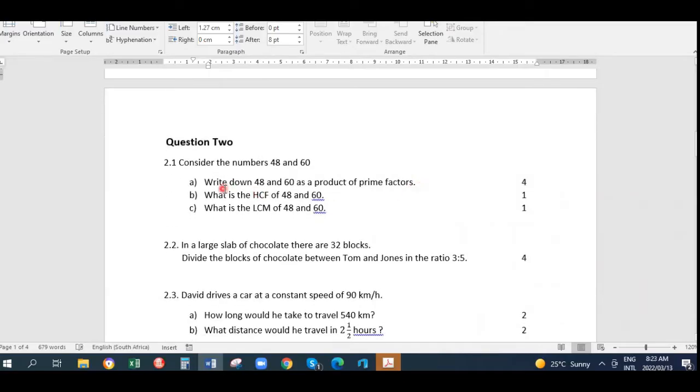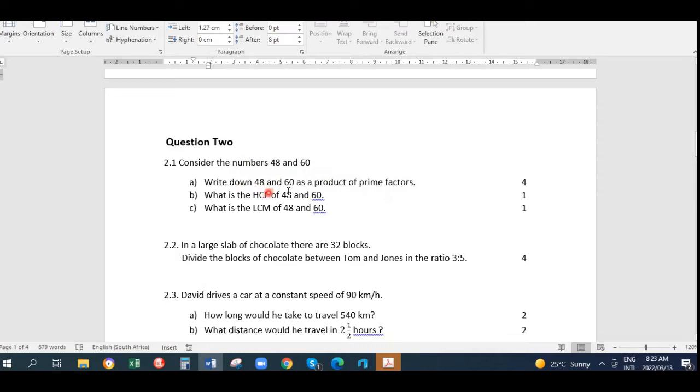Now we're working with the HCF and LCM. We have numbers 48 and 60. Now, in order to calculate HCF and LCM, we need to work out the product of the prime factors. So it says write down 48 and 60 as a product of prime factors.